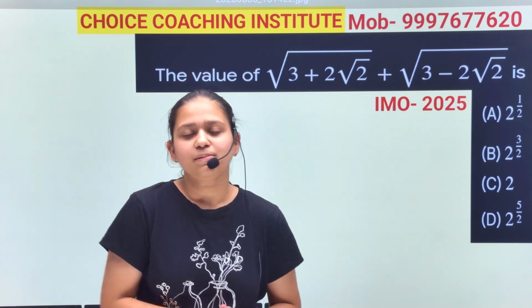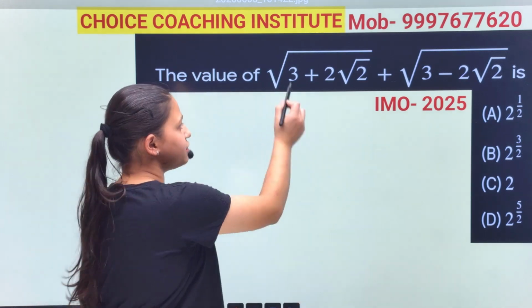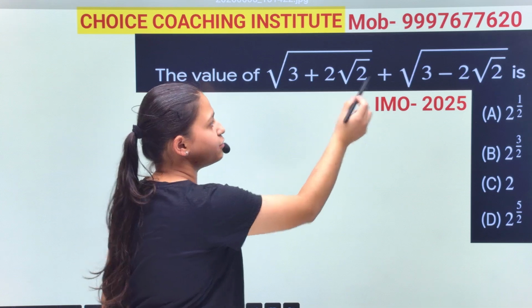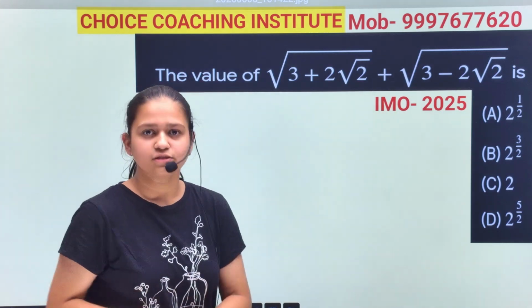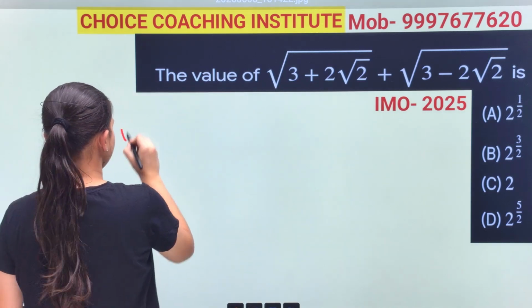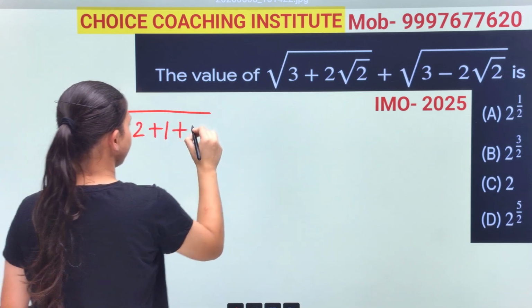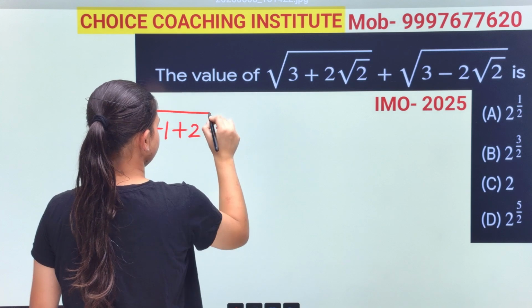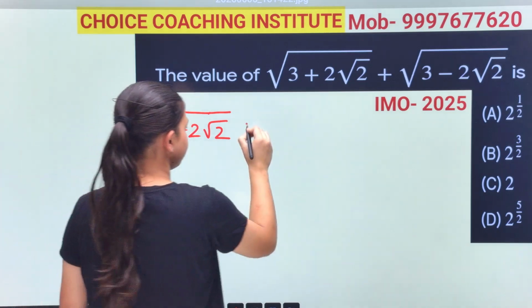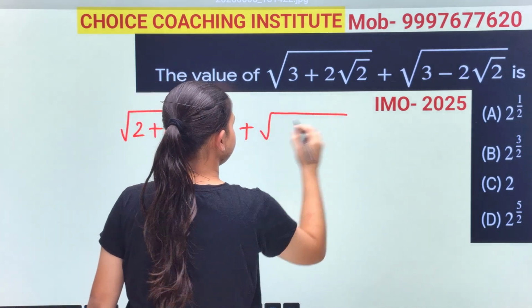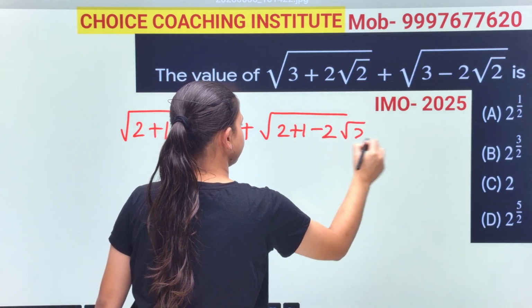Question of International Mathematics Olympiad 2025: we have to find the value of under root 3 plus 2 root 2 plus under root 3 minus 2 root 2. In this, 3 can be written as 2 plus 1, so it becomes under root 2 plus 1 plus 2 root 2. In this also, 3 can be written as 2 plus 1, so it becomes under root of 2 plus 1 minus 2 root 2.